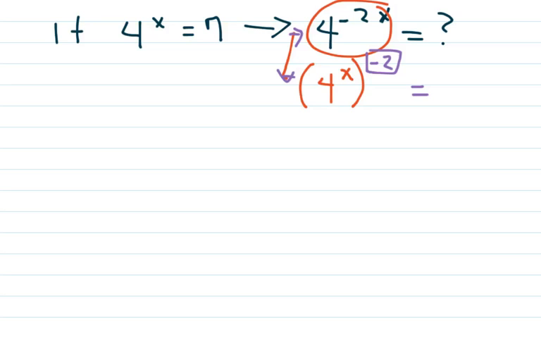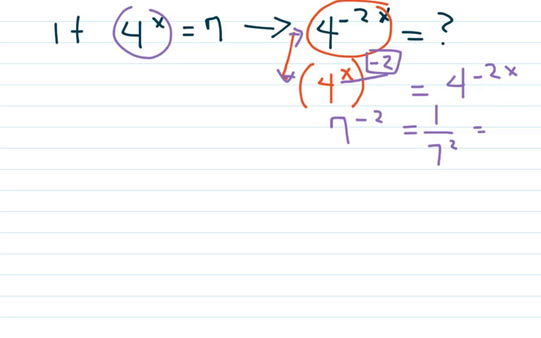When you use your power property, this would be 4 to the negative 2x because you just multiply these two right here. So the reason I'm doing that is because I know 4 to the x equals 7. So all I have to do now is put 7, use substitution, to the negative 2, and I know that is 1 over 7 squared, which is 1 over 49. And there you go. Let's try another one.